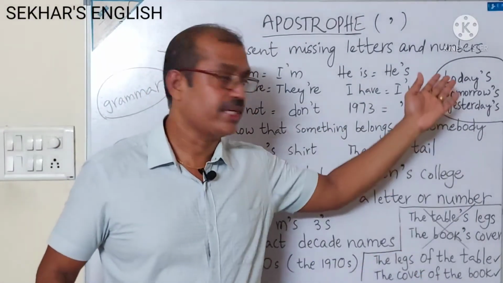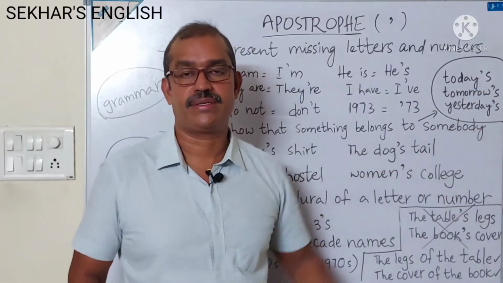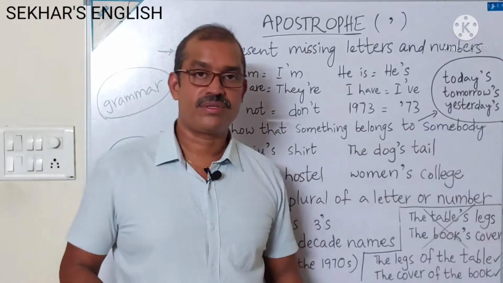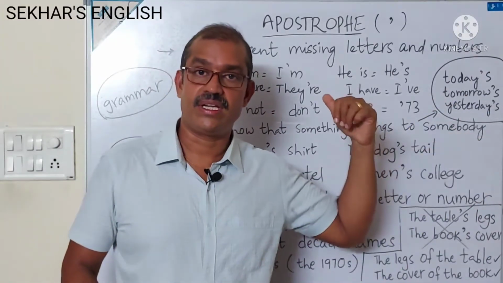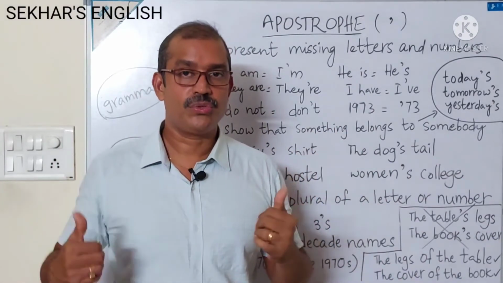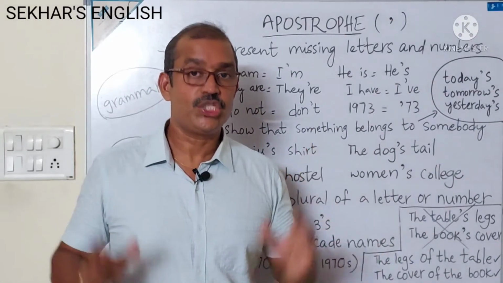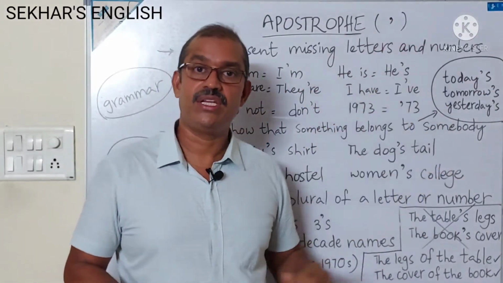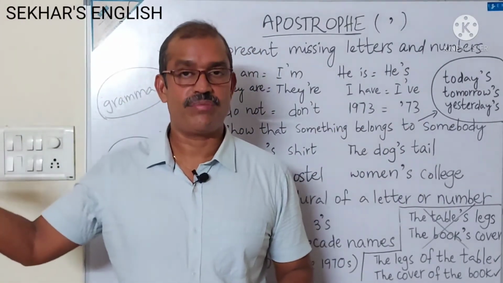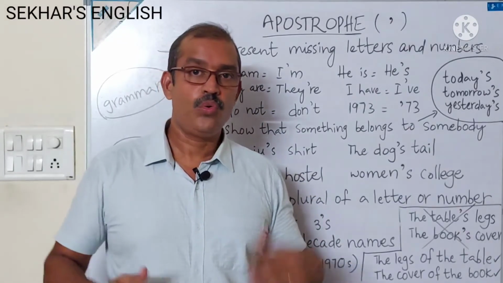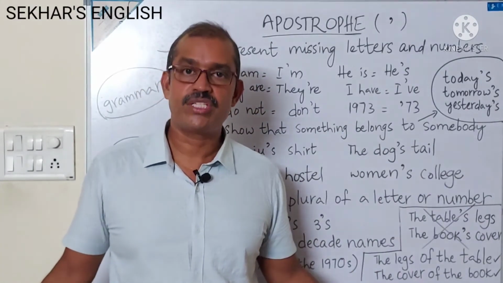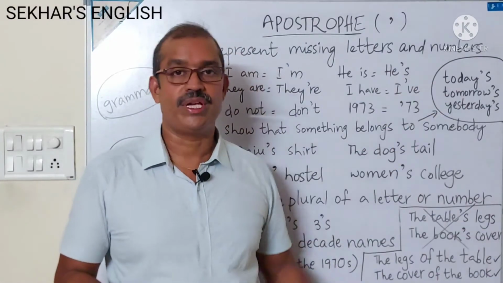Friends, I have forgotten one more thing: today's, tomorrow's and yesterday's. Today's, that means ee roju yokka. Tomorrow's, rapati. Yesterday's, ninnati. For example, you take a cricket match. If the match belongs to today, then we can say today's match. If it belongs to yesterday, you can say yesterday's match. If it belongs to tomorrow, you can say tomorrow's match. For example, who won yesterday's match? Who will win tomorrow's match? Who are playing in today's match? Like that we can use today's, tomorrow's and yesterday's.